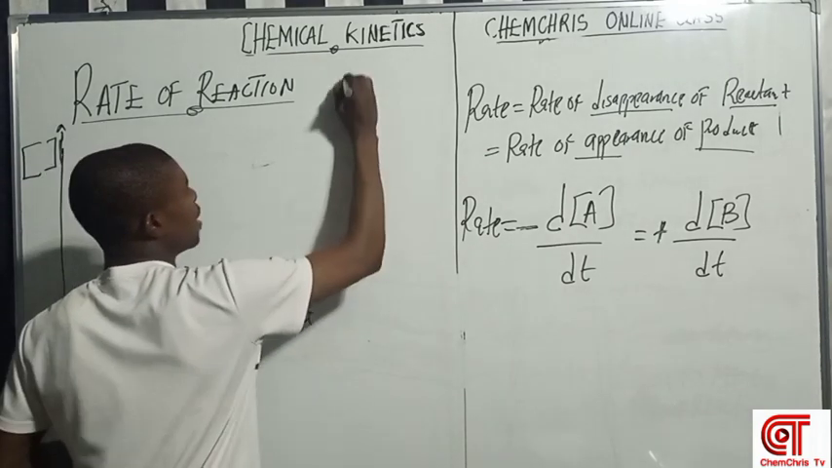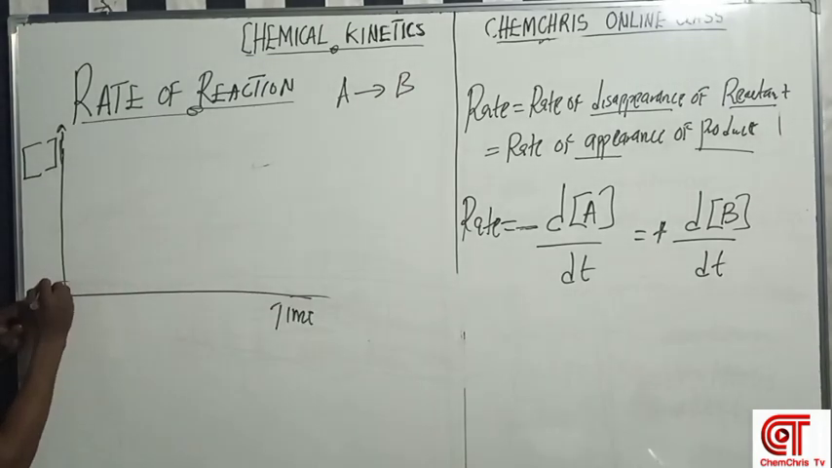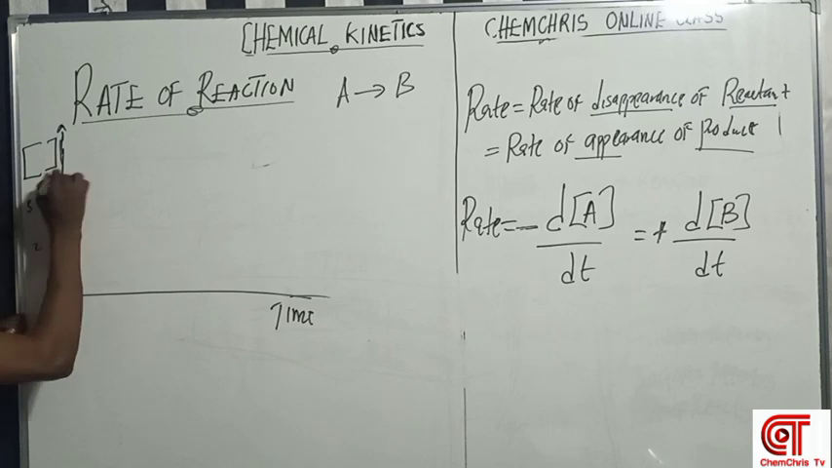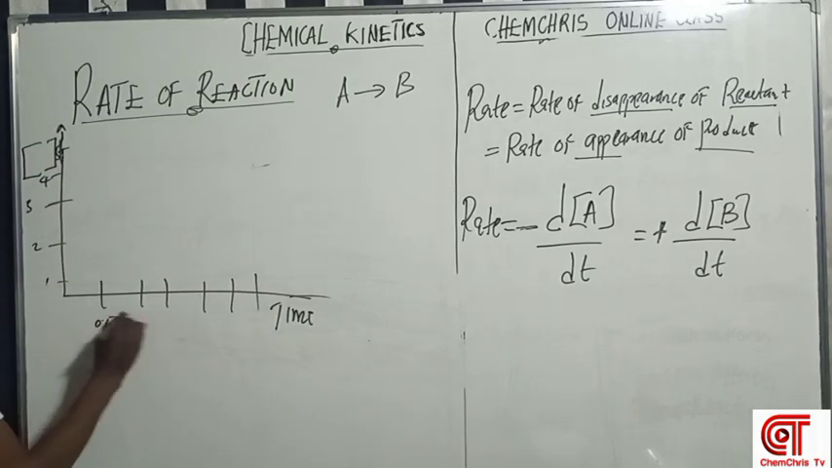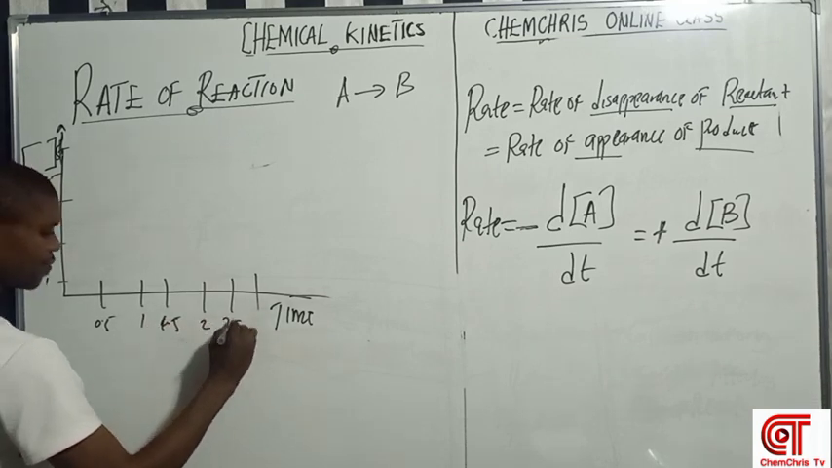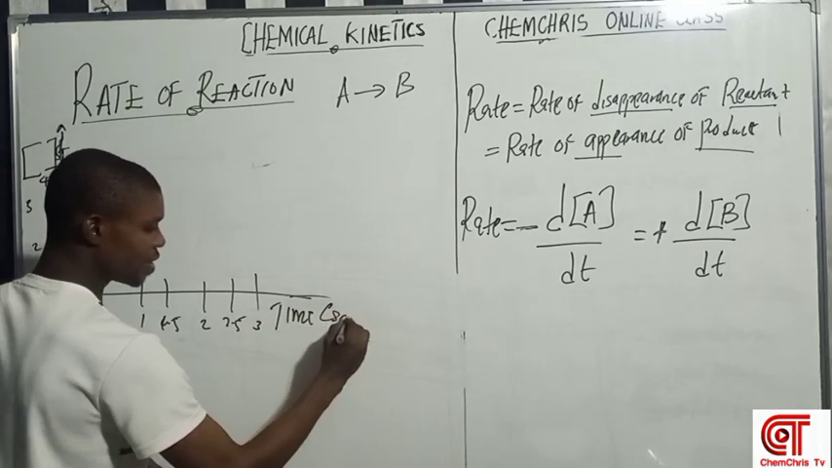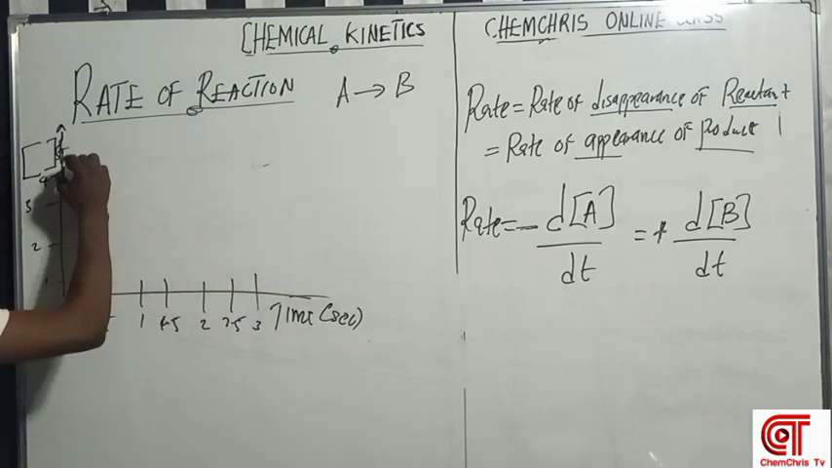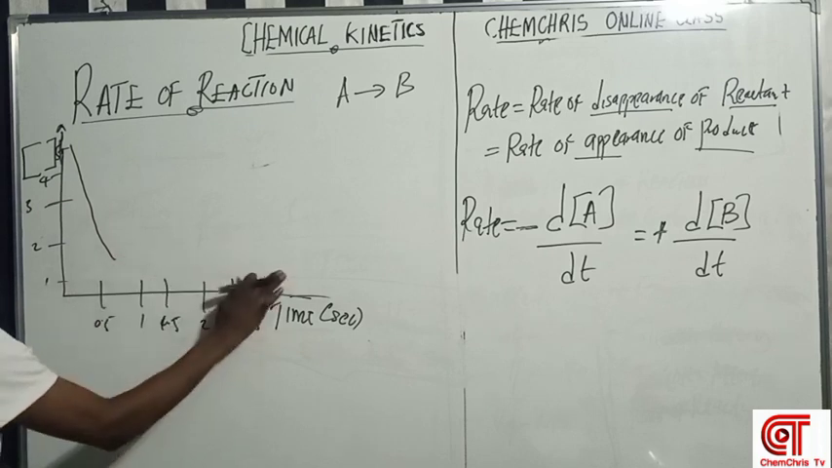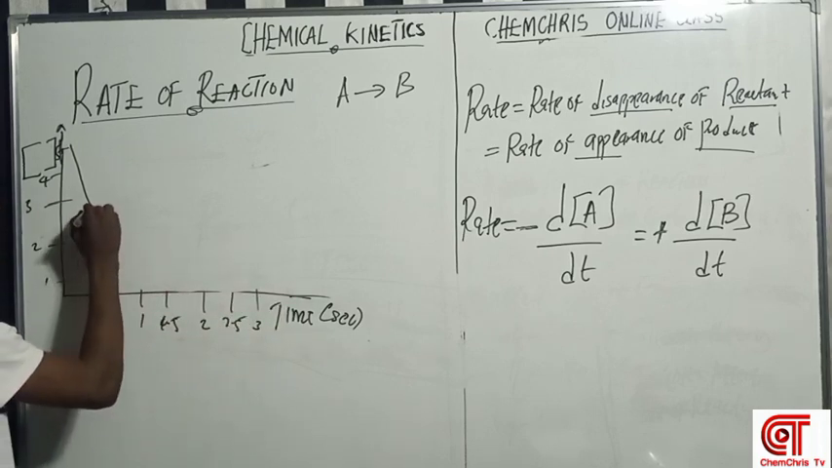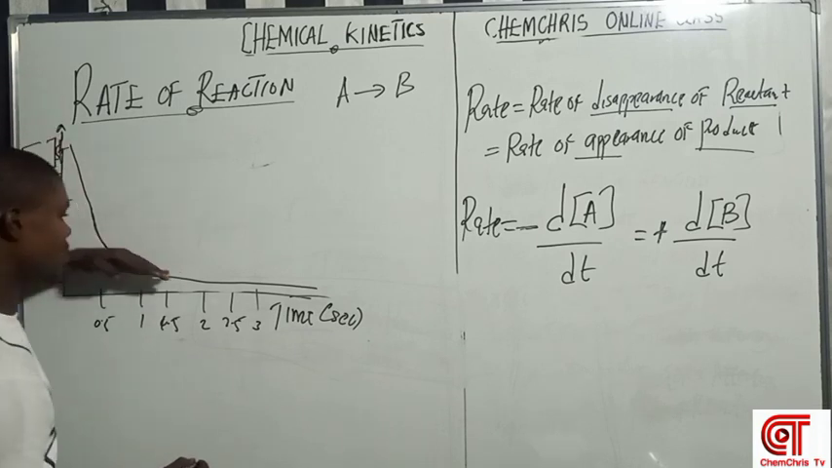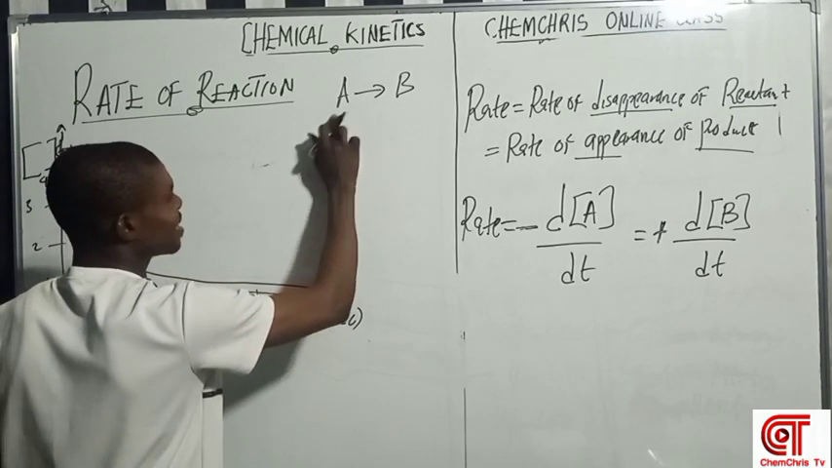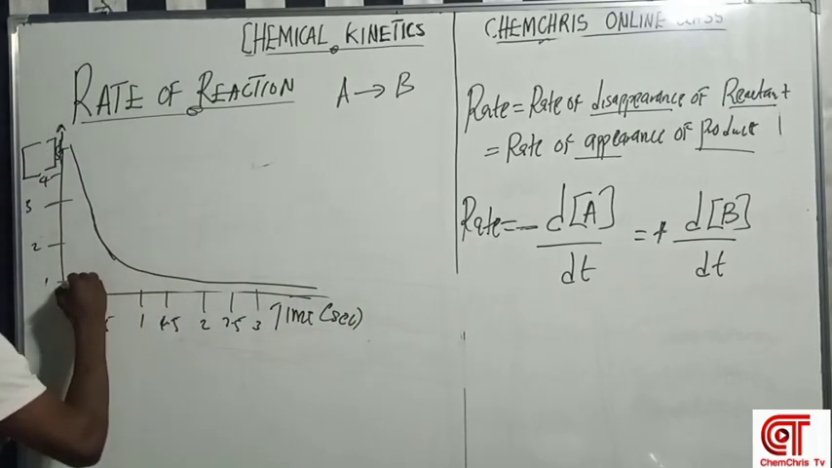We are using A moving to B, right? So here we have 1, 2, 3, 4, 5. And here we have this other one: 0.5, 1, 1.5, 2, 2.5, 3. Look at the time, which is in seconds. If you plot the graph, you find that the concentration of the reactant tends to decrease. Now, as time elapses, the concentration of the reactant tends to decrease, and as it is decreasing, the concentration of the product is also increasing.